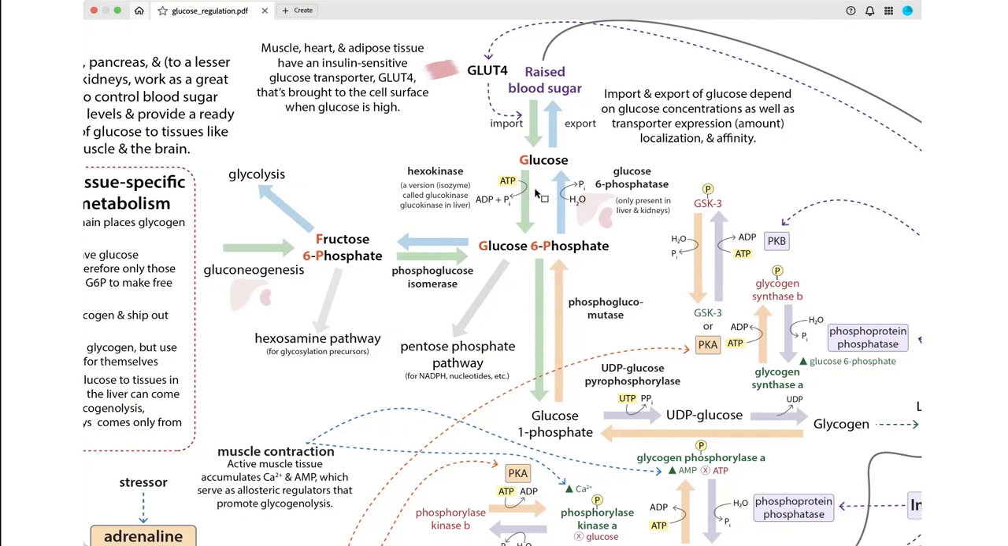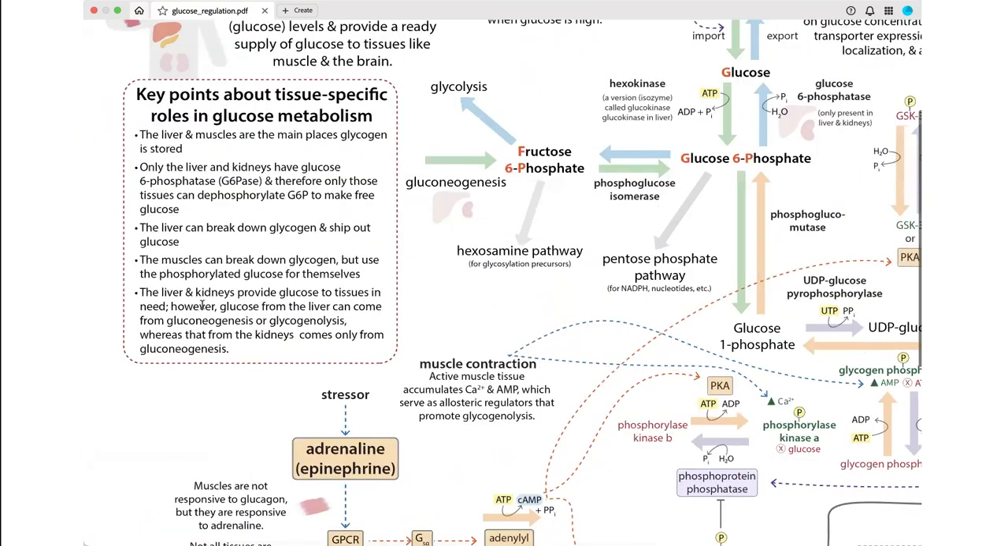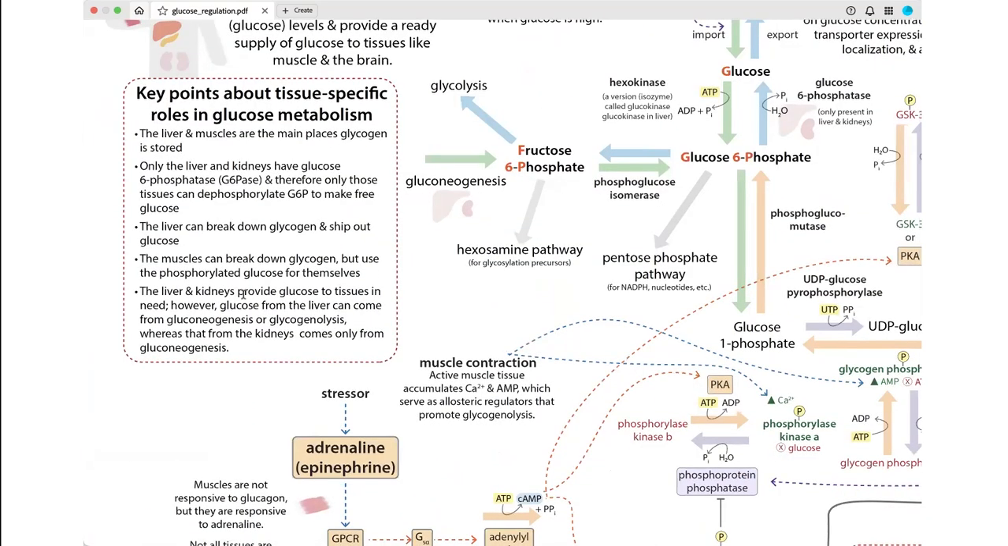What about our kidneys? Well, our kidneys don't actually store glycogen, but they can make glucose from gluconeogenesis. So remember, that's when we're making glucose from non-carbohydrate precursors, such as our pyruvate. We can take our alanine, we can take lactate, convert these into our glucose 6-phosphate, and then our glucose, because those tissues have that glucose 6-phosphatase. So your liver and your kidneys can make glucose that they can ship out to your bloodstream. So the liver and the kidneys are both able to provide glucose to tissues in need.